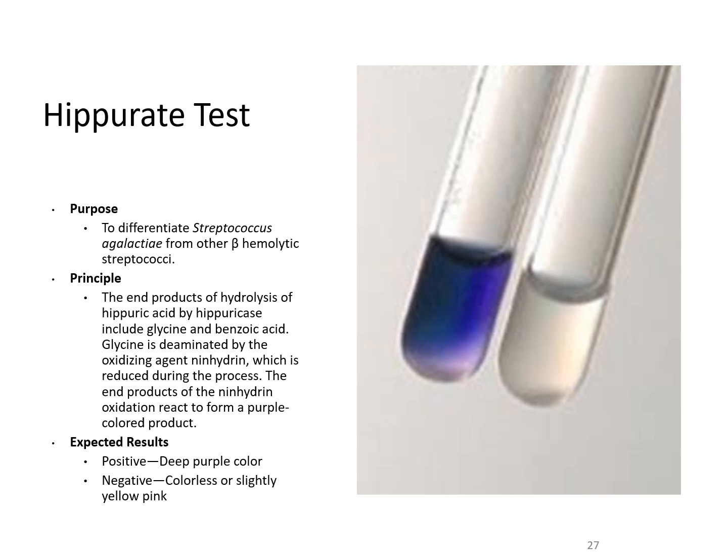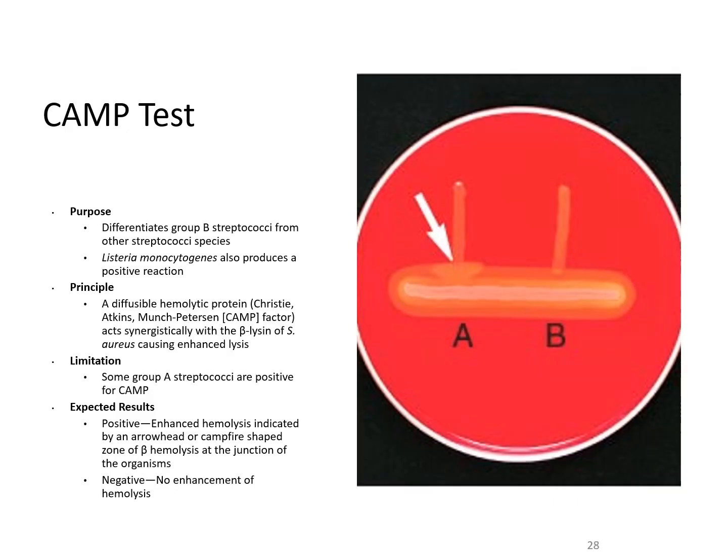So for our hippurate test, we're looking for that deep purple color to be a positive, and then no color or a slightly yellow tinge would be negative.